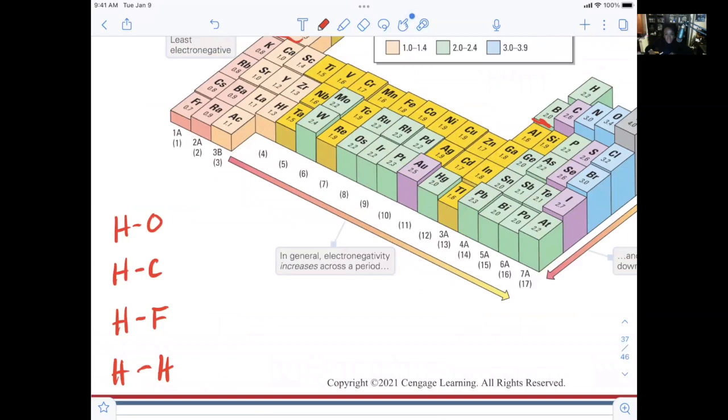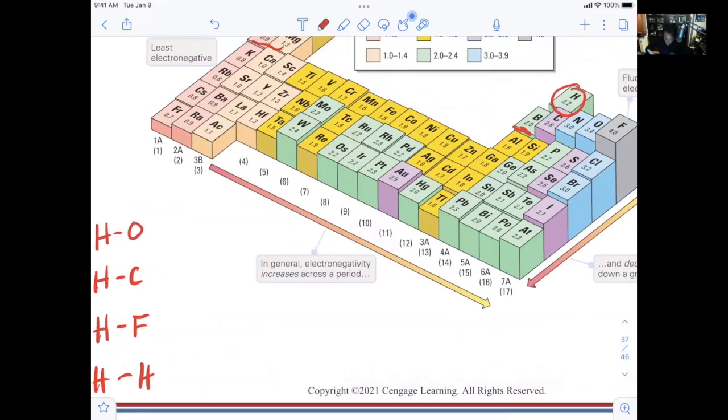So I need the numbers that are in the periodic table. H is 2.2, so I'm going to take 2.2 minus the other element's value each time. I'm finding the difference between the hydrogen atom's electronegativity and the other atom the hydrogen is combined with. First one here, hydrogen is combined with oxygen. Oxygen is 3.4. I'm going to find the difference and then get the absolute value.